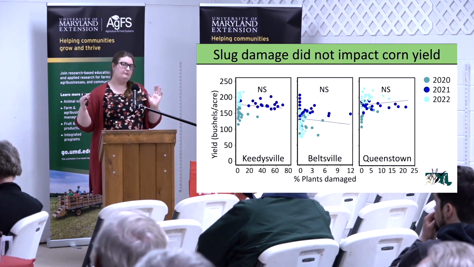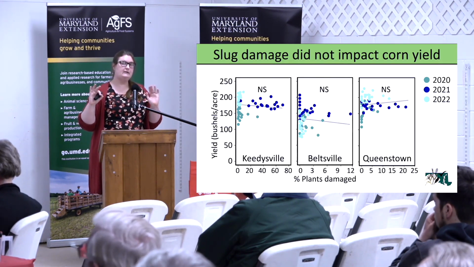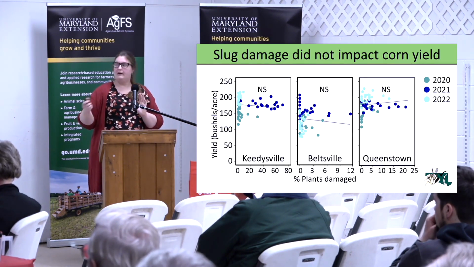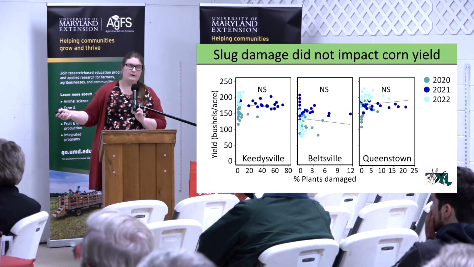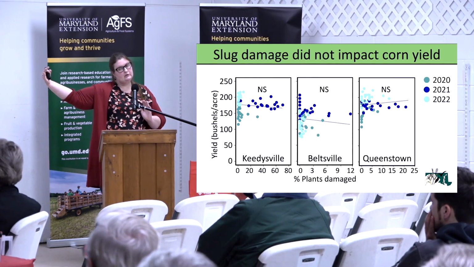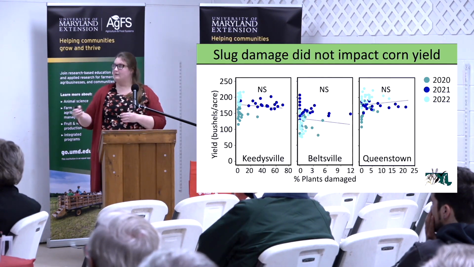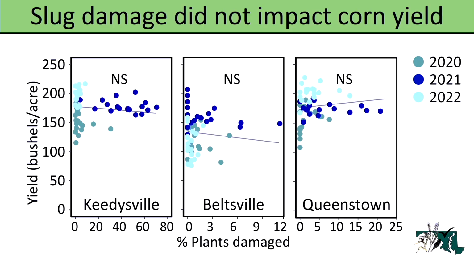If slugs were really impacting yield, and again, we weren't seeing stand loss at this stage, you would expect to see a pretty strong downward line, whereas the more plants that were damaged, the lower the yield. But we didn't really see that line in any of these farms across these years. Sometimes we had fields with really good yield with nothing, and sometimes we had fields with really low yields with no plants damaged. You know, yield varies. But sometimes we had pretty high damaged plants. At Keedysville, we got up to 80%, and we couldn't really see a difference in the yields.